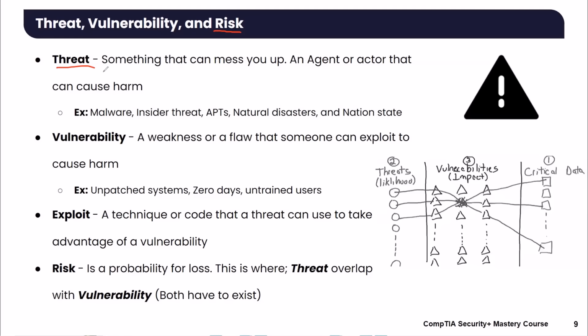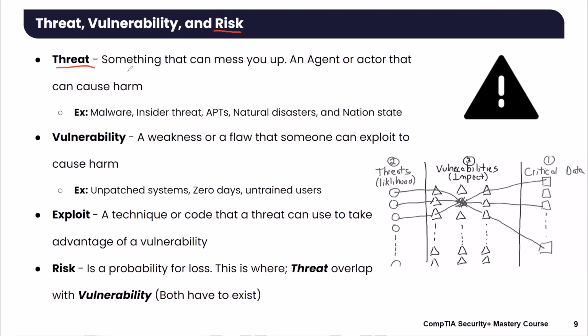It could be a threat agent. It could be a human. It could be a computer virus. It could be an act of God, something like a natural disaster, earthquake, tornadoes, you name it. All these things are threats. Just remember, a threat is something that can mess you up. It's something that means you no good.